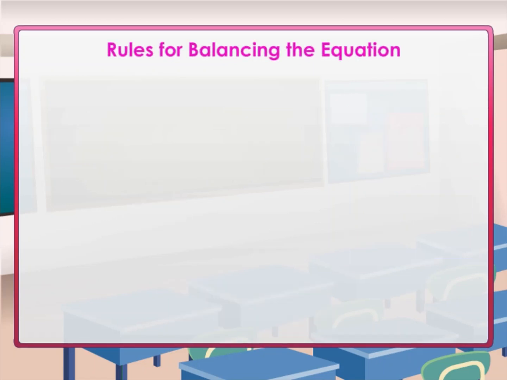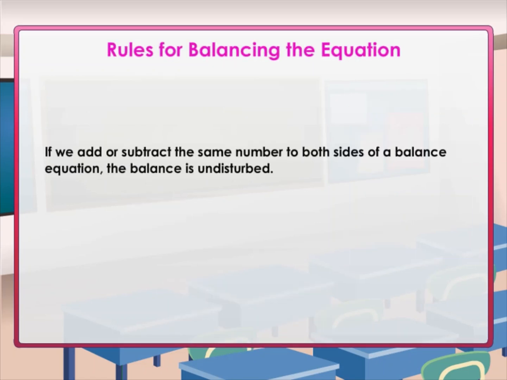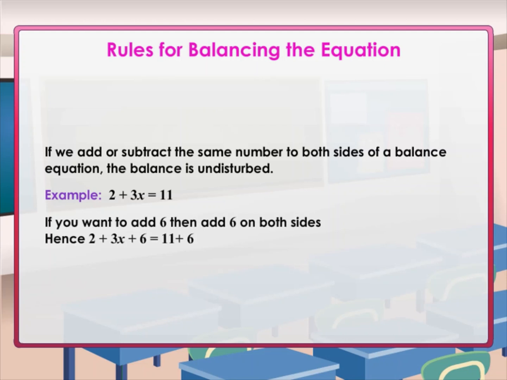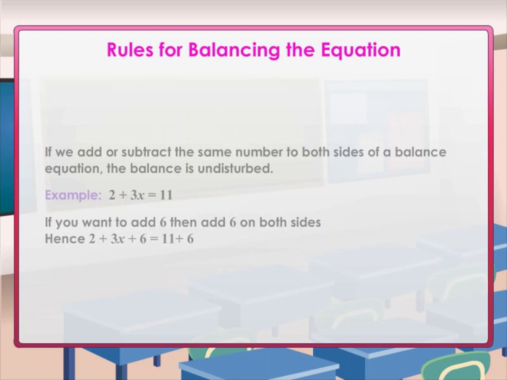Rules for balancing the equation. If we add or subtract the same number to both sides of a balanced equation, the balance is undisturbed. Example, 2 plus 3x is equal to 11. If you want to add 6, then add 6 on both sides. Hence, 2 plus 3x plus 6 is equal to 11 plus 6.